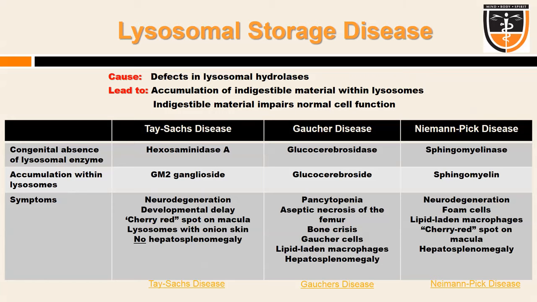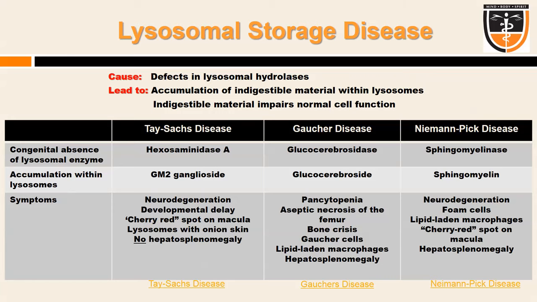Lysosomes will have an onion skin appearance. If you look at them in the microscope, specifically the electron microscope, you'll see these lysosomes that have layer after layer after layer of deposits, okay? So it looks like an onion. And they will not have hepatosplenomegaly, and I'll explain why. They will not have an enlarged liver or spleen.